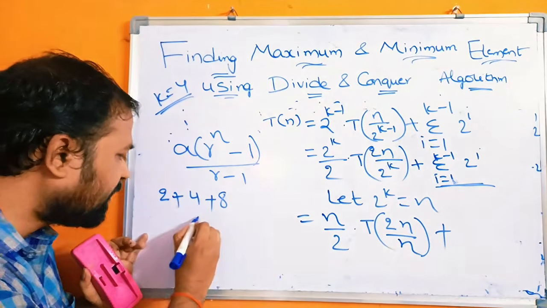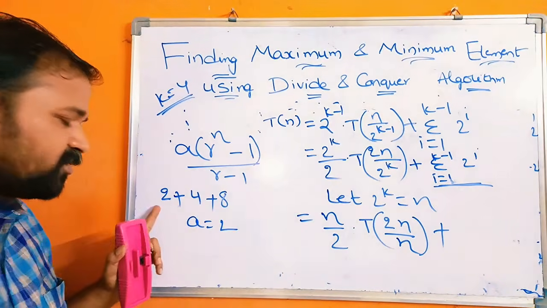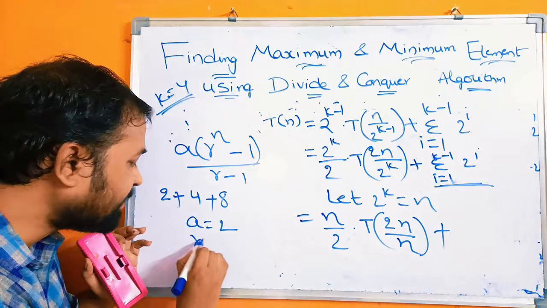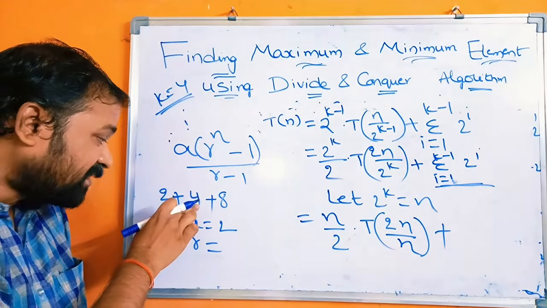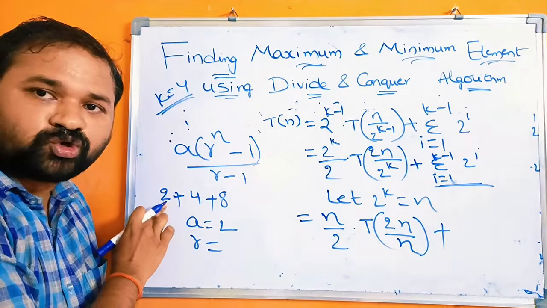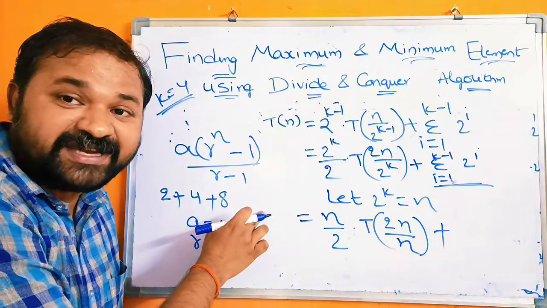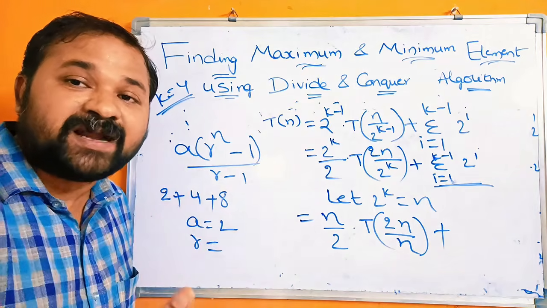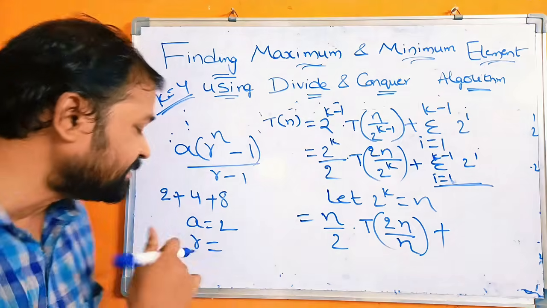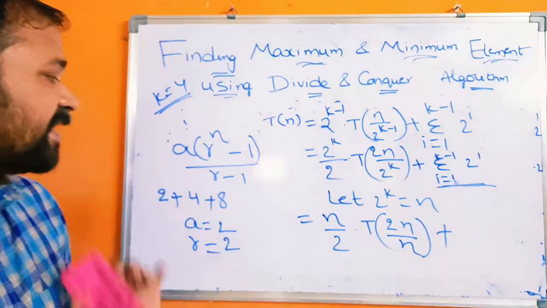Here, what is the a value? The first term will become the a value. So a is equal to 2. What is the second term? Here we get 4 by multiplying by 2. So 2 into 2 means 4, 4 into 2 means 8, and the next term is 8 into 2 means 16. So here the multiplier is 2, and that multiplier is called the r value. So the r value is also 2.